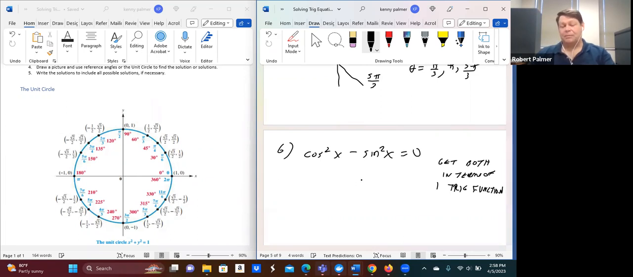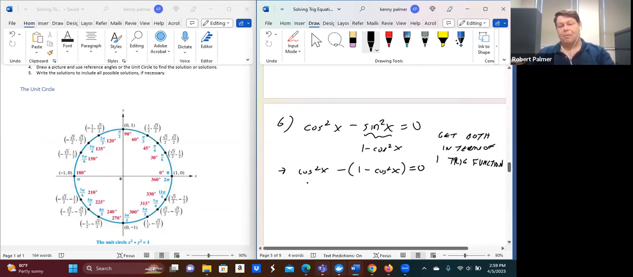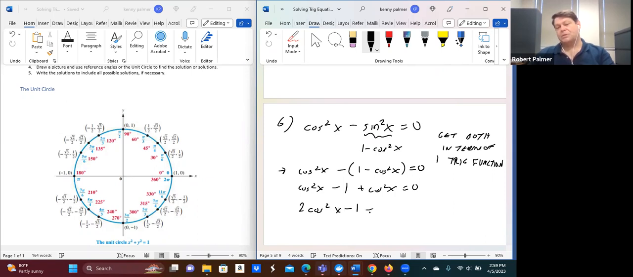That's a good idea if possible, if you can do that. So what I'm going to do here is use a Pythagorean identity. This is the same as 1 minus cosine squared of x. Let's do that. And so we have cosine squared of x minus, now use parentheses, I'm subtracting this whole thing, 1 minus cosine squared of x is equal to 0. Okay, we distribute that. And so we have cosine squared of x minus 1 plus cosine squared of x is equal to 0. We combine our like terms of cosine, so then we have 2 cosine squared of x minus 1 is equal to 0.